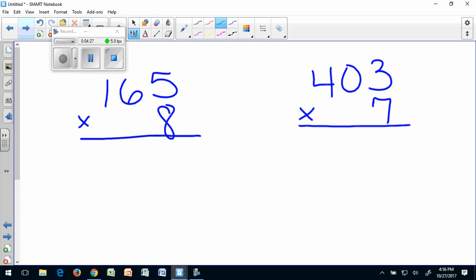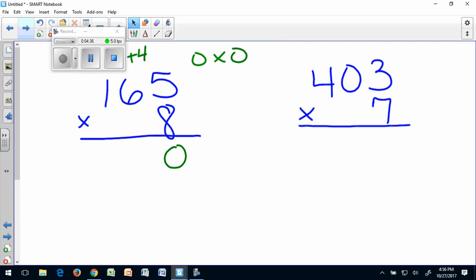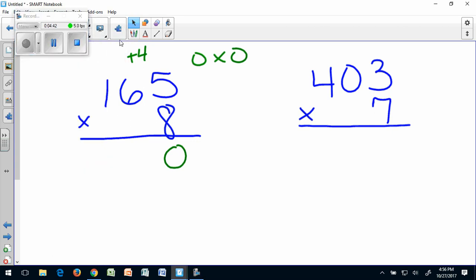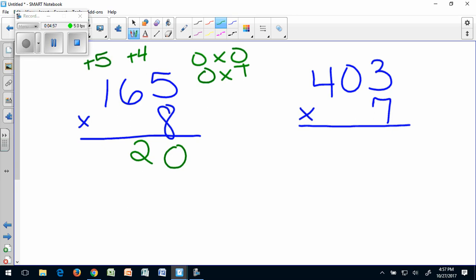So the first thing I'm going to do is my ones times my ones. 8 times 5 is 40, and I carry the 4. Next is ones times tens. 8 times 6 is 48, plus 4 is 52. My 2 goes in the tens place. I'm going to add 5 in my hundreds. 8 times 1 is 8, plus 5 is 13. So my answer becomes 1,320.